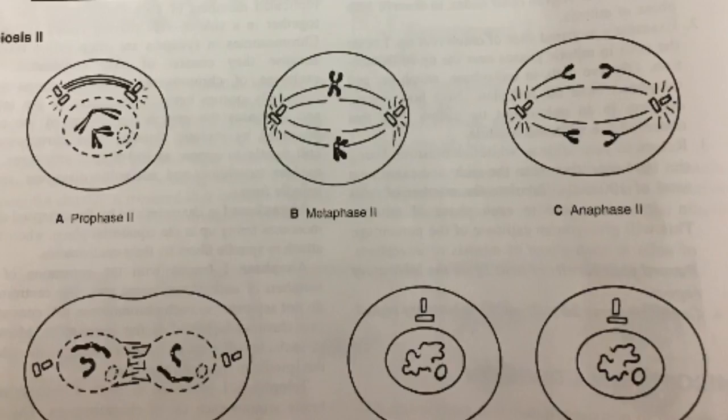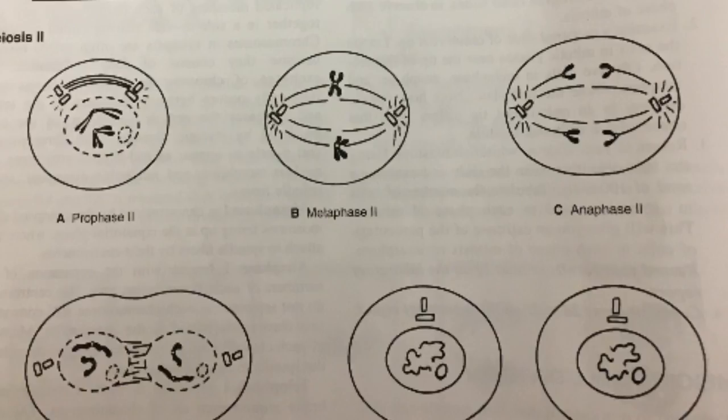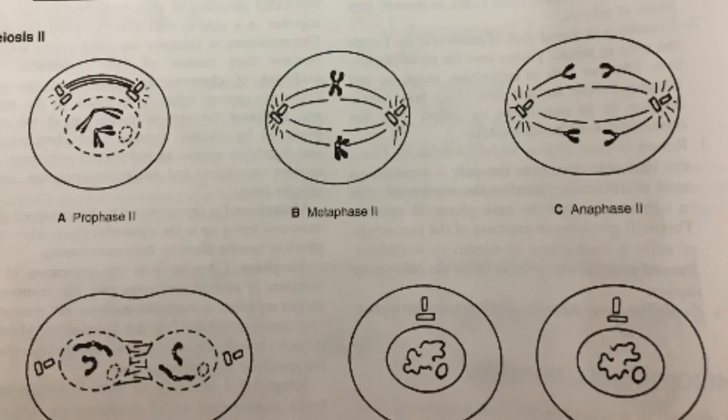Two key differences between meiosis and mitosis are that meiosis has 2 rounds of genetic separation and cell division, while mitosis only has 1 each. In mitosis, the daughter cells are identical to the parent as well as to each other.